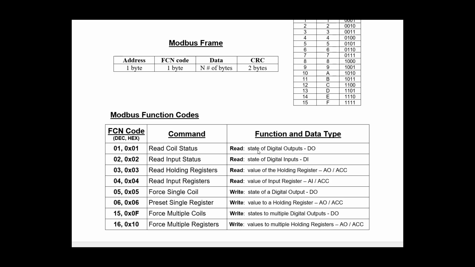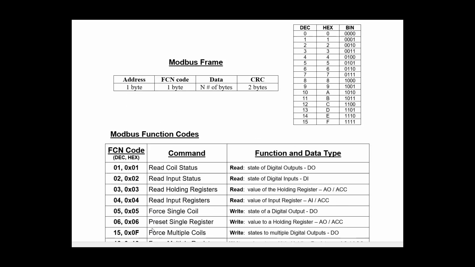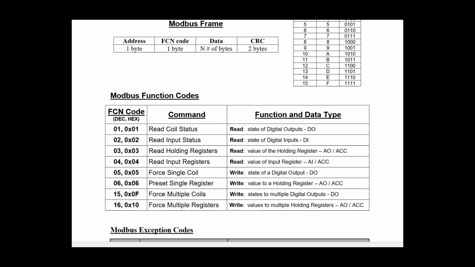So we can write a DO, we can read it. We can write an analog output with a 06, preset single register. We can read it with a read holding register of a 03. You get it? So we've got our reads, we've got our writes, we've got reads and writes for output data types, we have read only for input data types. Okay, so that's as far as I want to go with that for now.